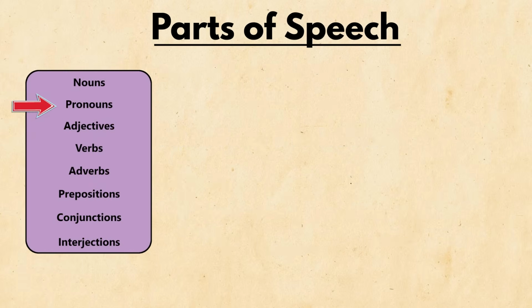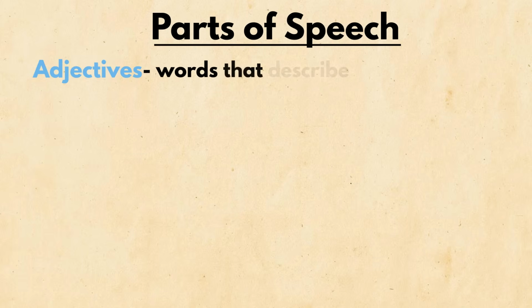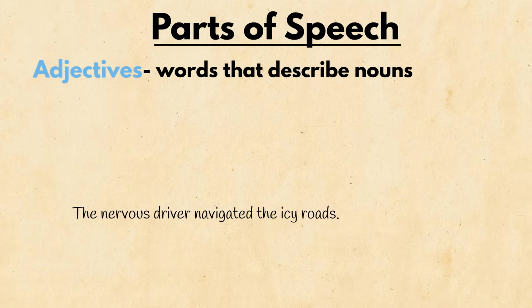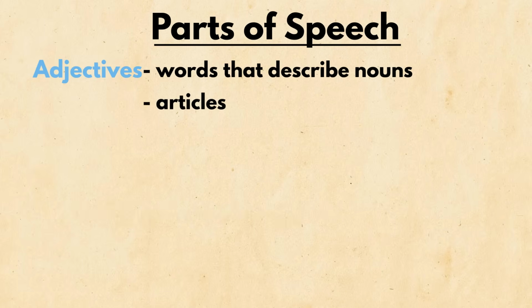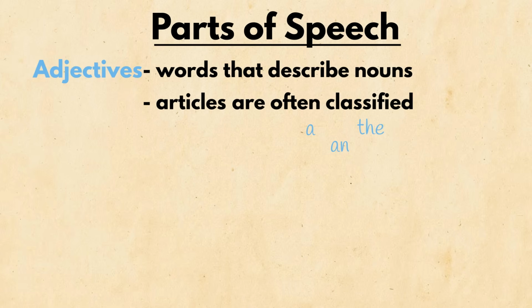The next part of speech is adjectives. Adjectives are words that describe nouns. Take this sentence. The nervous driver navigated the icy roads. Nervous describes the driver, and the word icy describes the roads. Nervous and icy are adjectives. Articles, that is, words such as a, an, and the, are often classified as adjectives.